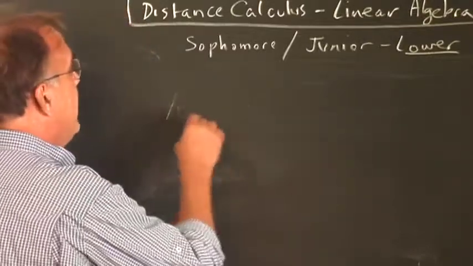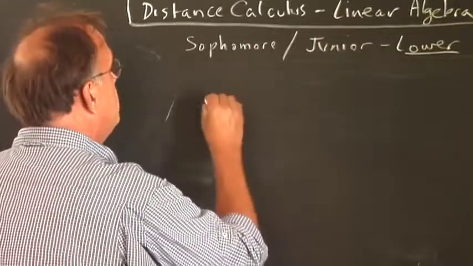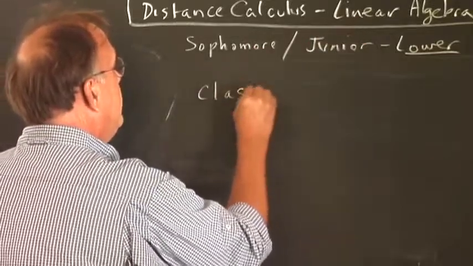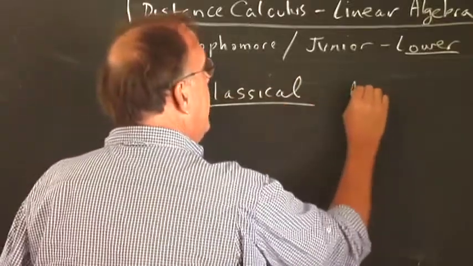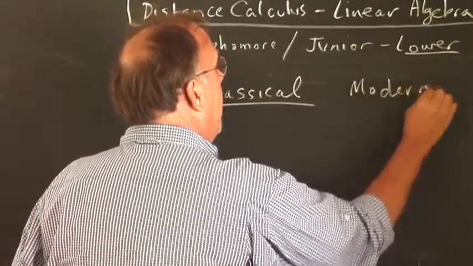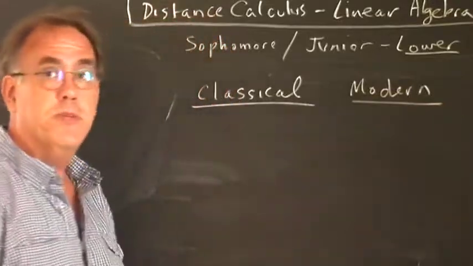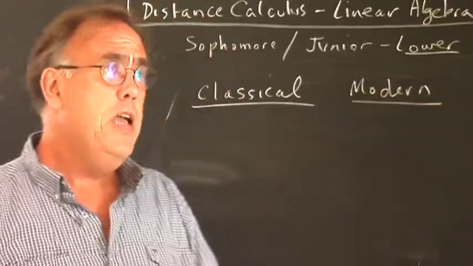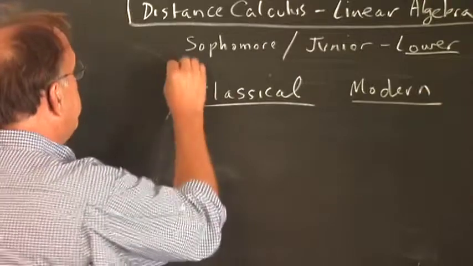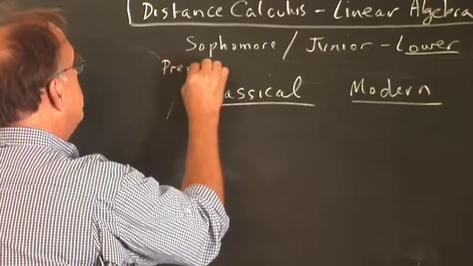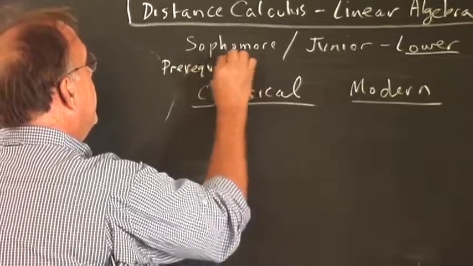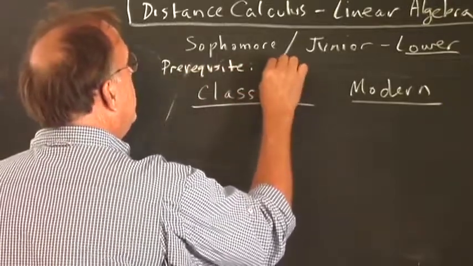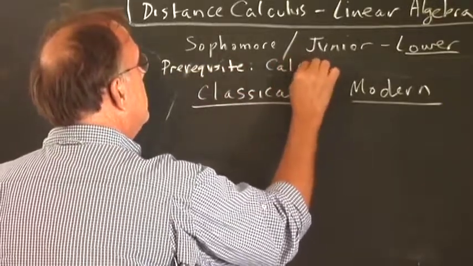I want to talk about how this course is different from the classical linear algebra and then the modern linear algebra. I'll also talk about the prerequisite. The prerequisite for this course, if I can remember how to spell today, is Calculus 2.